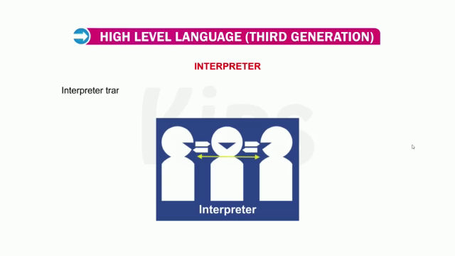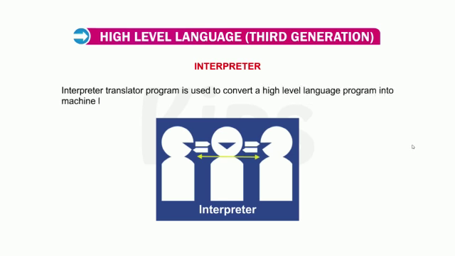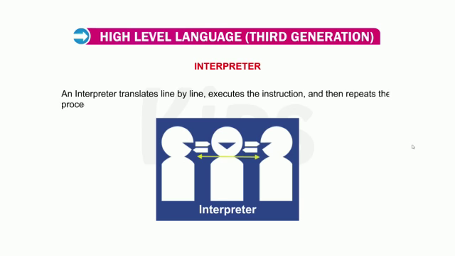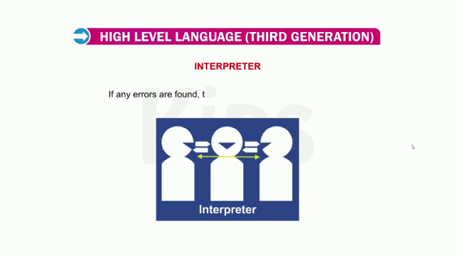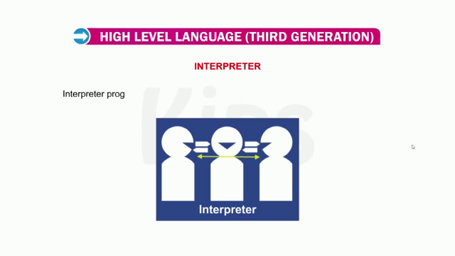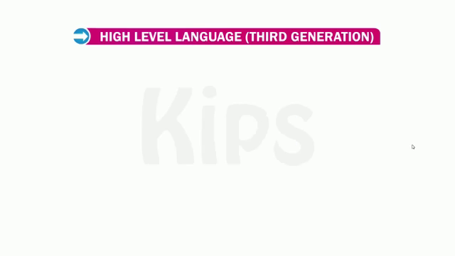Interpreter. Translator program is used to convert a high-level language program into machine language. An interpreter translates line by line, executes the instruction and then repeats the procedure for the remaining instructions. In case any errors are found, they are to be immediately removed. The converted form is not stored anywhere, therefore it has to be generated at the time of execution of a program. Interpreter programs are preferred for beginners and are slow in execution speed.